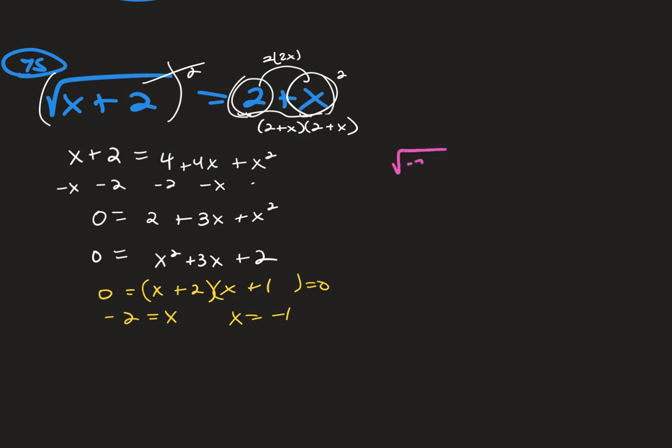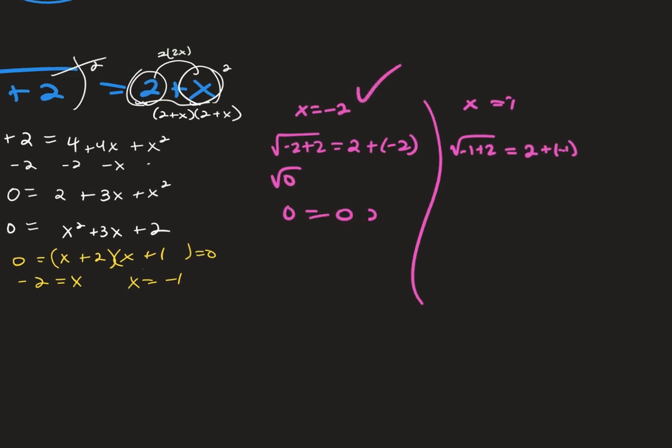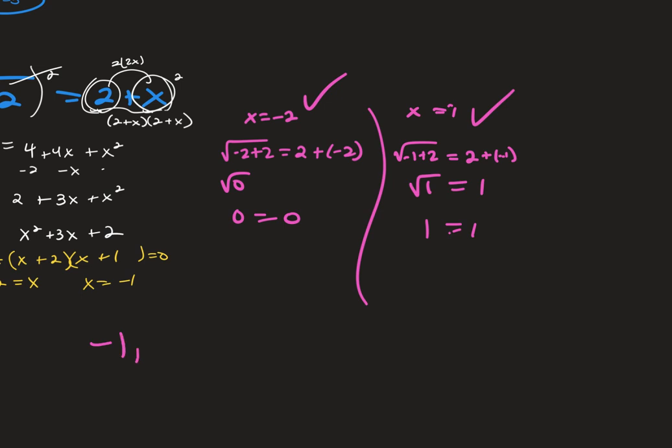So square root of negative 2 plus 2 equals 2 plus a negative 2 would be checking where x is negative 2. And then I have to plug in for negative 1: square root of negative 1 plus 2 equals 2 plus a negative 1. On the left, I get square root 0, which is 0 equals 0, so that one works. And on the right, I get square root 1 equals 1, and that one also works. So I would circle that one because they both work.